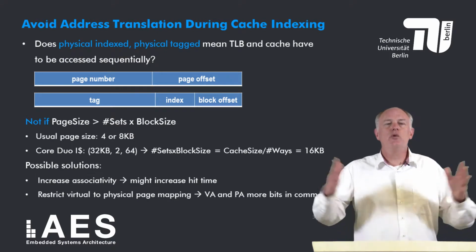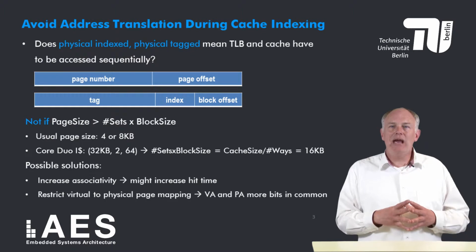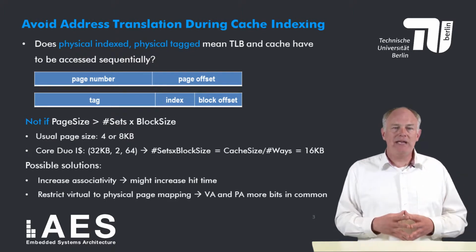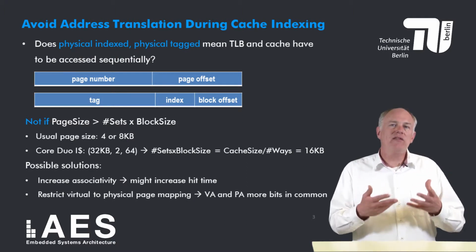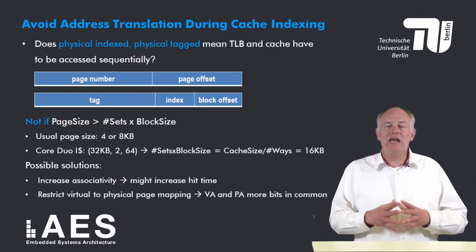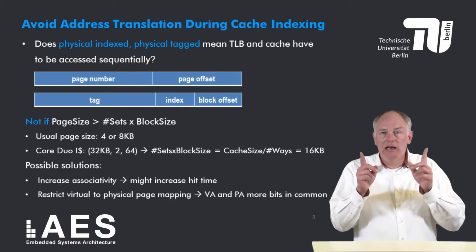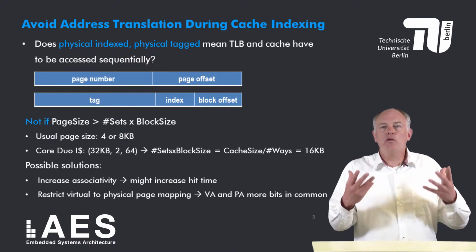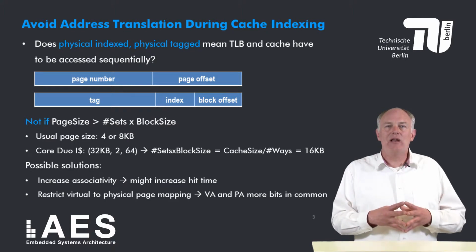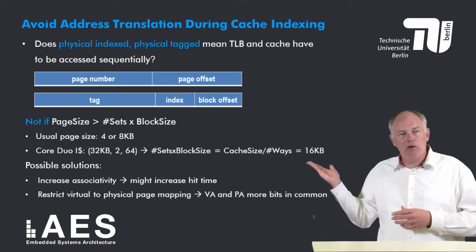The first is to increase the associativity. Then the index shrinks and may correspond completely to the page offset bits. Unfortunately, as we saw before, increasing the associativity may also increase the hit time. The second option is to restrict a little bit the virtual to physical page mapping. Then also the virtual address and the physical address will have more bits in common. This technique is called page coloring, and I will describe it on the next slide.